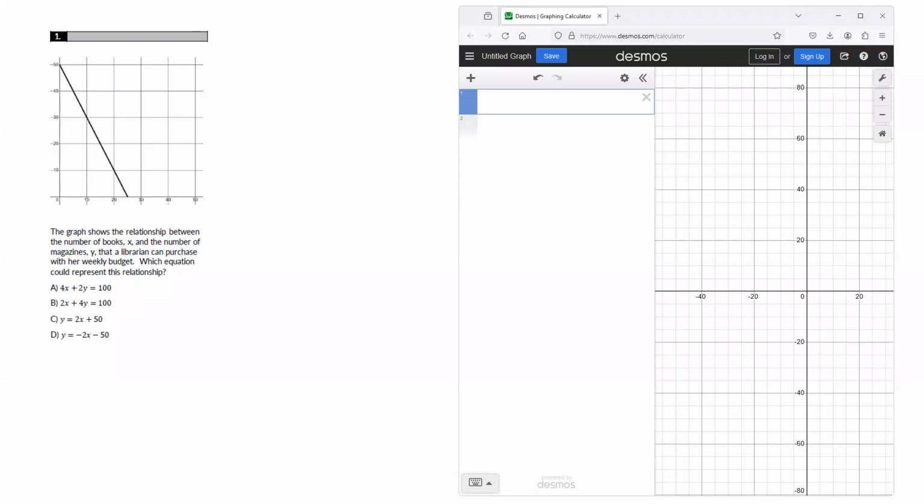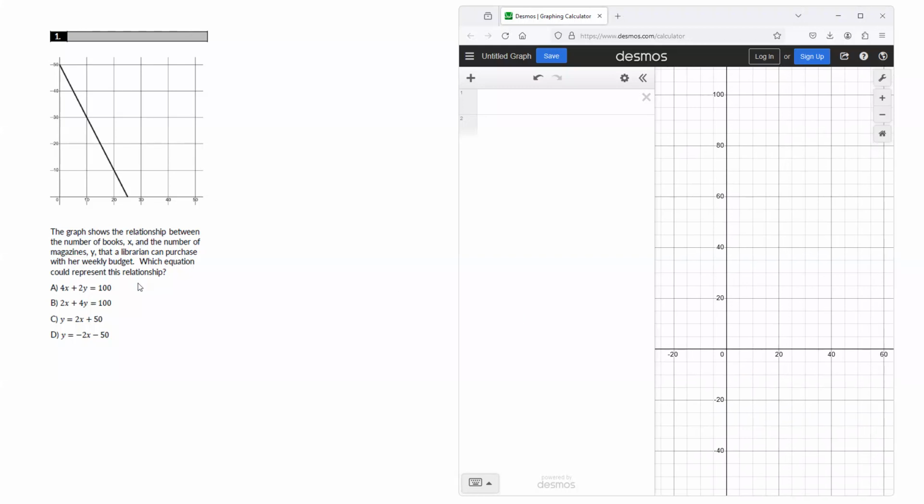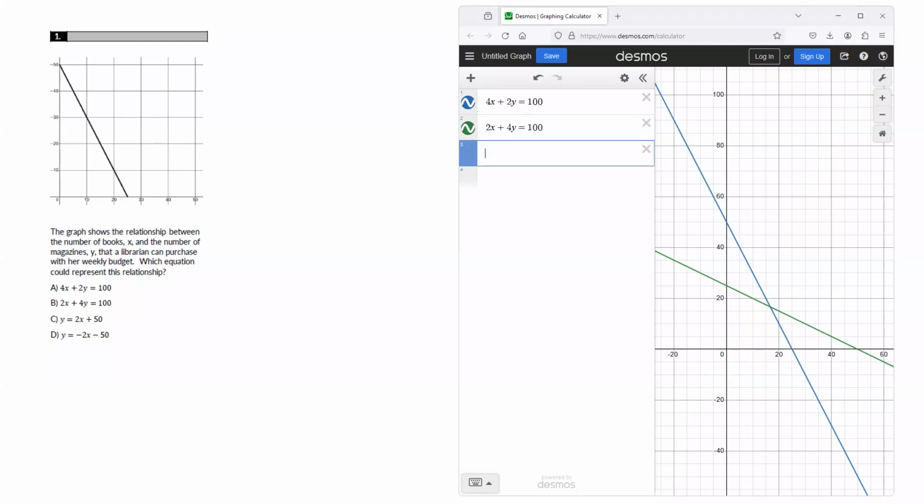Okay, in this particular question, we have a graph and 4 equations. Of course, take a moment to read it, but I'm going to type in all 4 equations and just see which one matches this graph. All right, so equation A is 4x plus 2y equals 100. B is 2x plus 4y equals 100. C is y equals 2x plus 50. And D is y equals negative 2x minus 50.